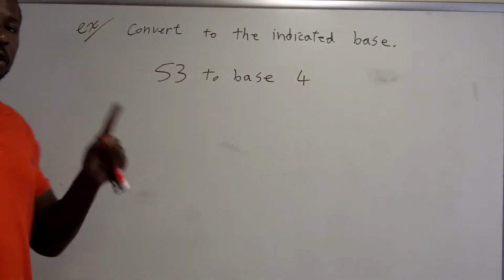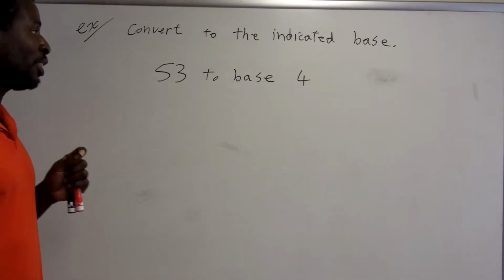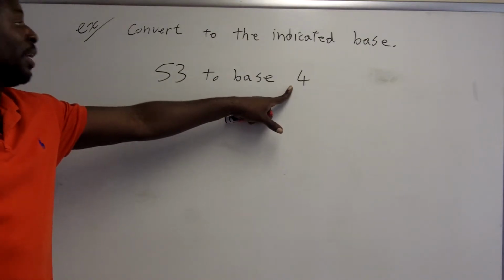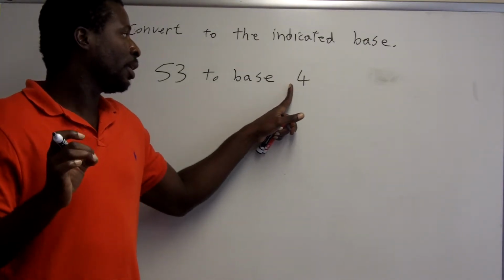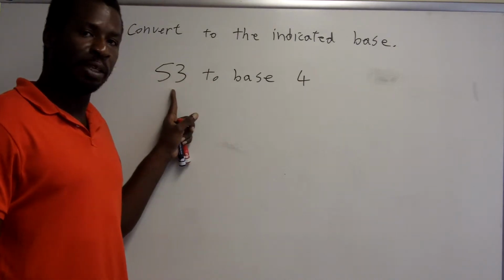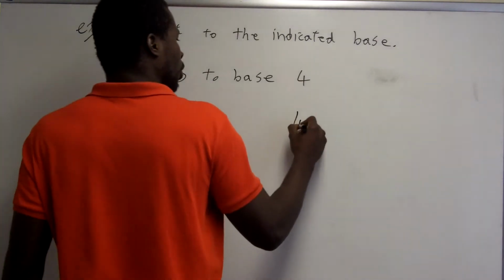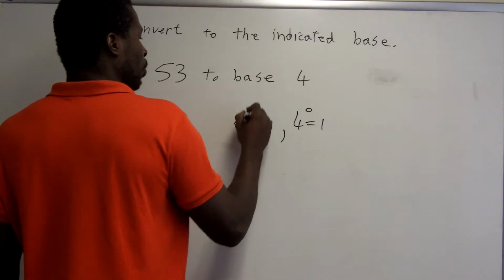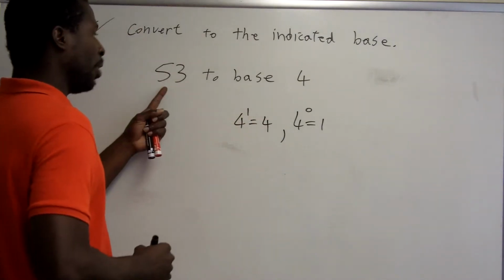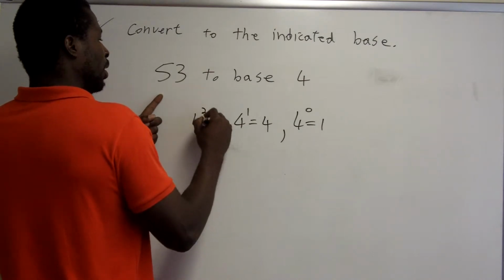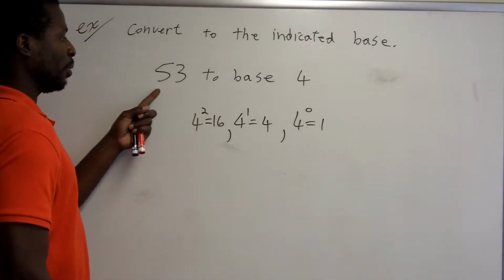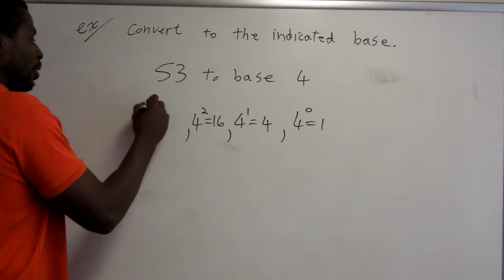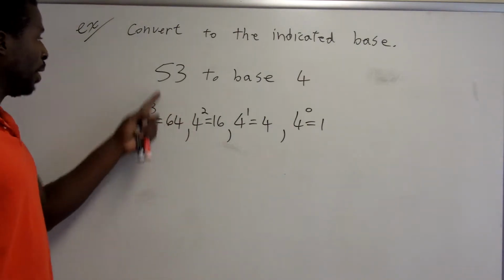Here's the first step, and this is probably the most important step. The first step is to find the largest power of the base, or basically find the largest place value that is less than or equal to the number you're trying to convert. The place values are 4 to the 0, which is 1. That's smaller. We have 4 to the 1, which is 4, still smaller. We have 4 to the second, which is 16, still smaller. But 4 to the third power is 64, which is bigger than this number.